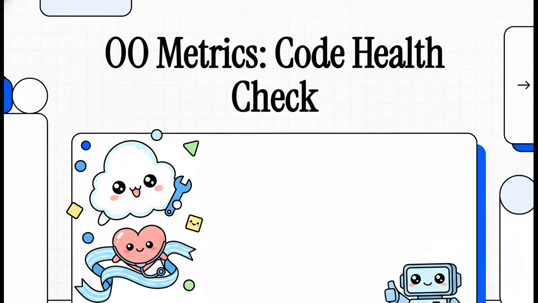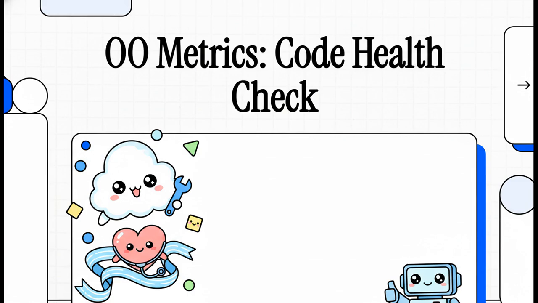All right, let's talk about your code. Is it in good shape? Or is it one bad day away from a total meltdown? Today, we are giving your software a full physical. We're going to use something called object-oriented metrics. These are basically powerful diagnostic tools that let us measure the health, the complexity, and the maintainability of your design.